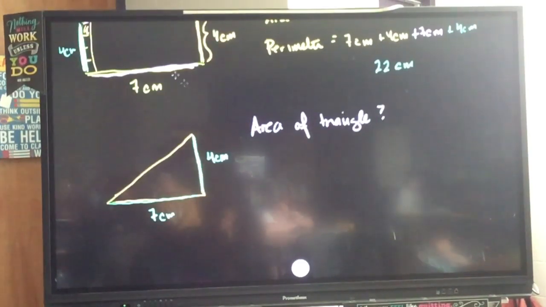Well, when we had a rectangle like this, we just multiplied 7 times 4. But what would that give us? That would give us the area of an entire rectangle. If we did 7 times 4, that would give us the area of this entire rectangle, if you imagine extending my triangle up like this.